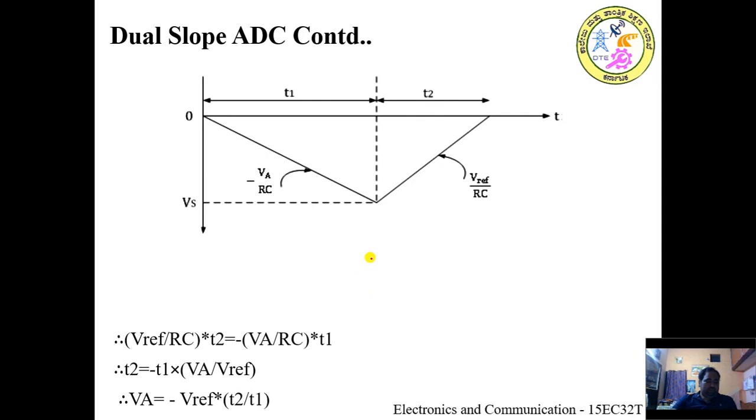Now, these are the two slopes that we are getting. This is the slope and this is the equation that governs the negative slope, that is VA divided by RC into T1 for the fixed amount of time period T1, and this is the slope. This is the equation that governs a positive slope for the known reference voltage, for a time period T2.